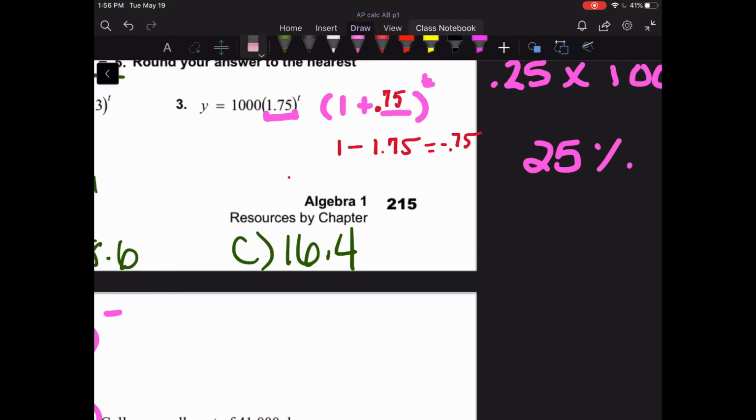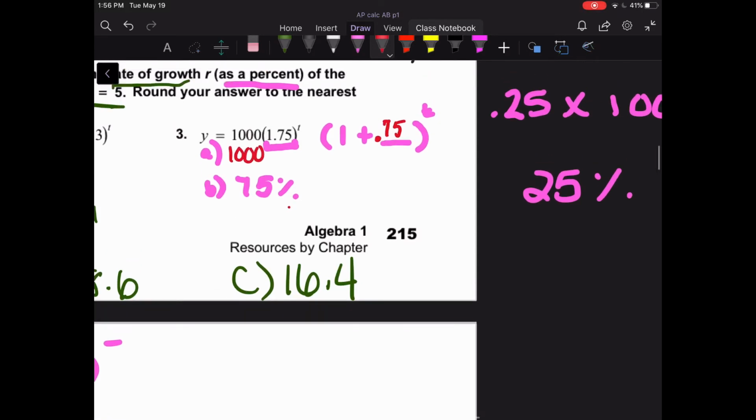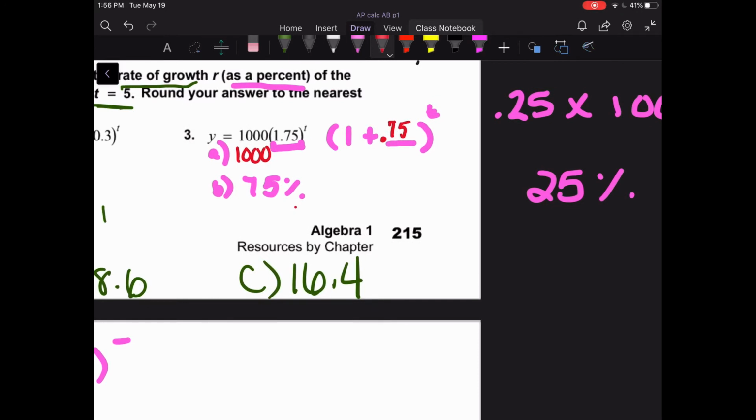And now remember, we need to get it as a percent. So that percent, that's the part B question, would be 75%. And part A, the initial amount, is going to be 1,000. Part C, when you plug in 5 for the number of years, is 16.4.